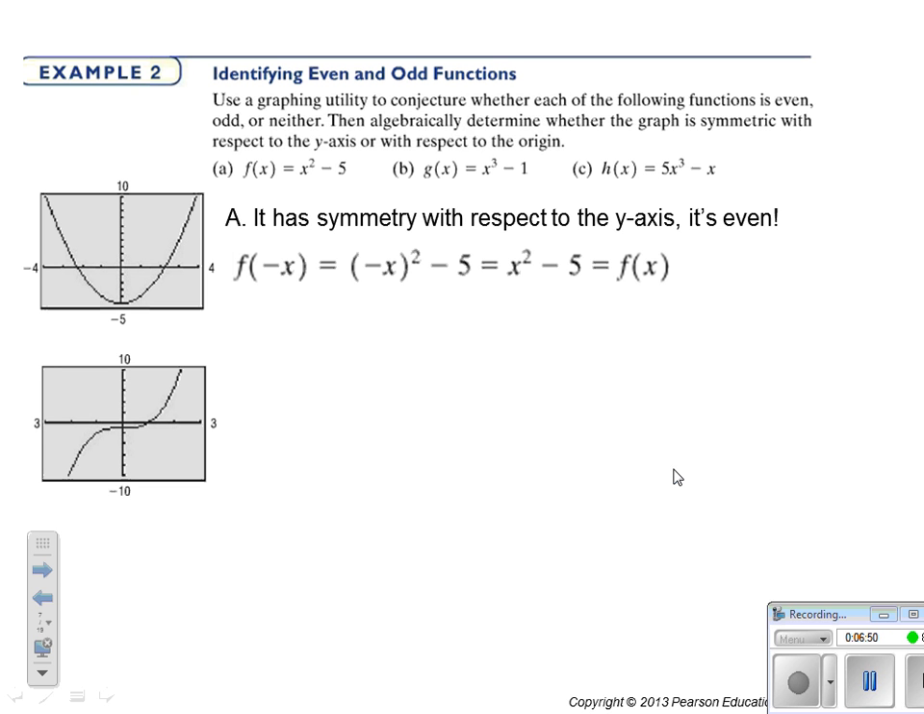So we go negative x times negative x is x squared minus 5. So we know f of negative x is also equal to the same thing as f of x. So that verifies what we see from the graph. It is even.